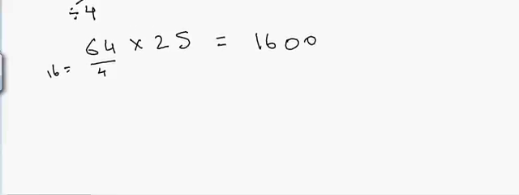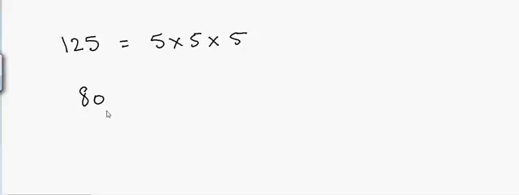Now let's say I have to multiply any number by 125. We know that 125 is 5 into 5 into 5. So instead of dividing by 4, we can divide by 8. Now let's take an example, like if I have 80. I'm using 80 because it's easier to divide by 8. If I multiply it by 125, that will be equal to 80 divided by 8, which is 10, and then 125 in the end. So that is my answer.